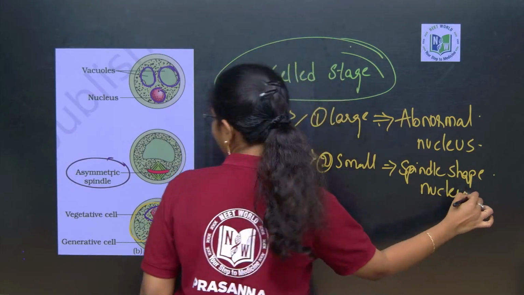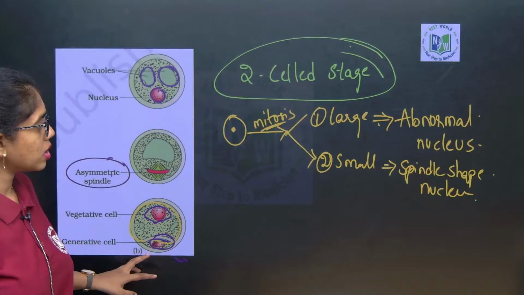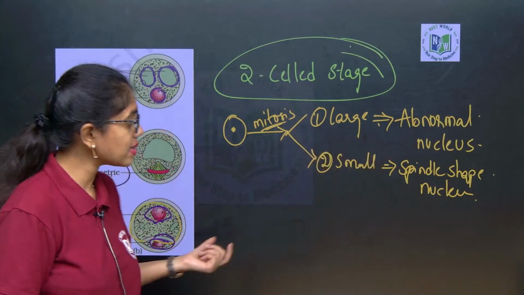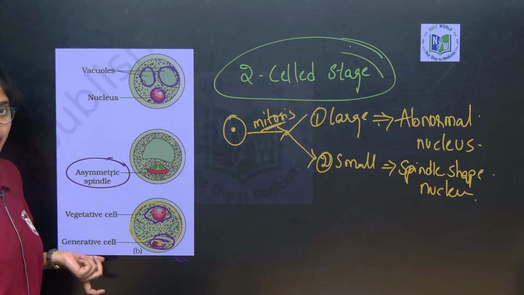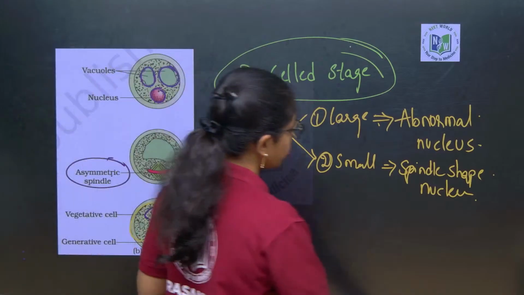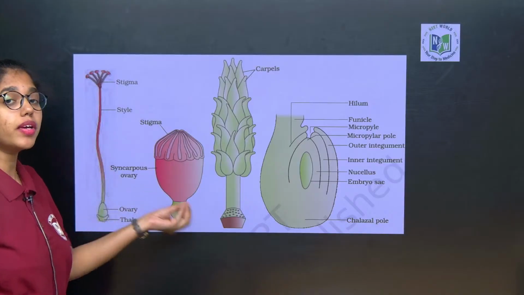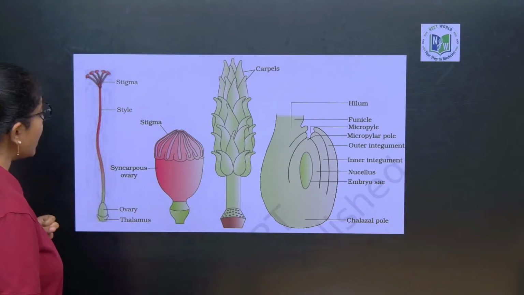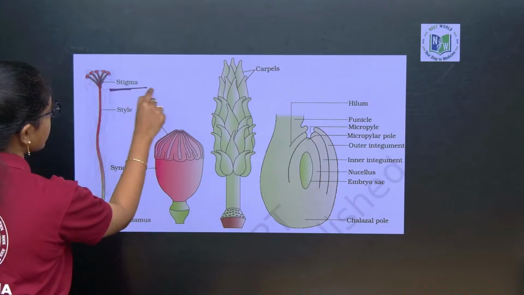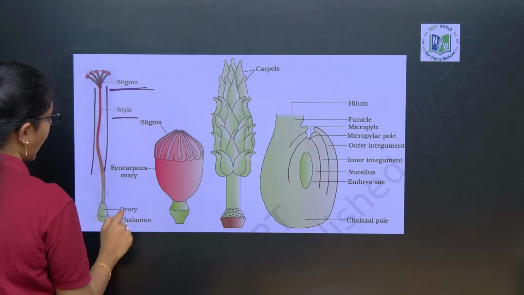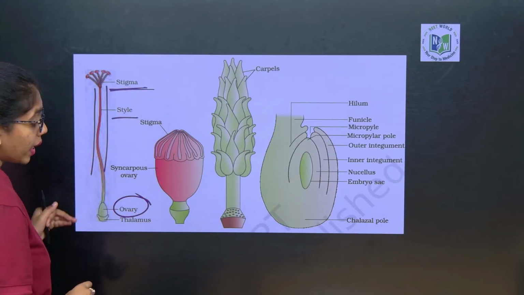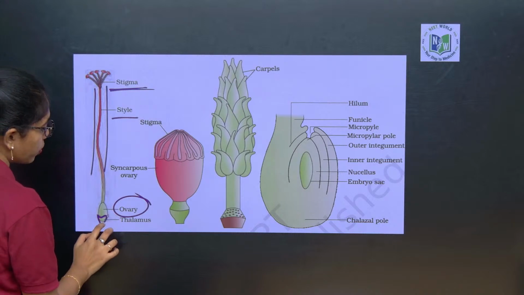Fine. So, yes, here you can see one large and one small cell. Large is having abnormal nucleus and small is having spindle shaped nucleus. And then if you see here, coming to the gynoecium, that is female reproductive structure. Female reproductive structure has stigma, long style and inside ovary. Okay, this is situated above the thalamus.